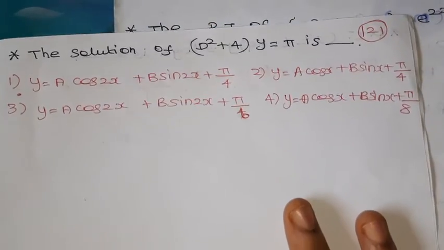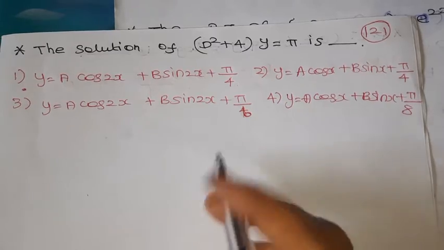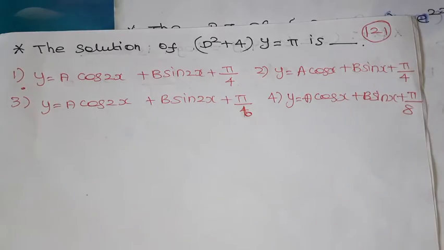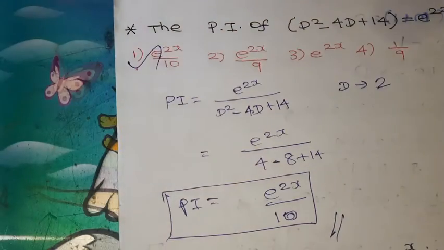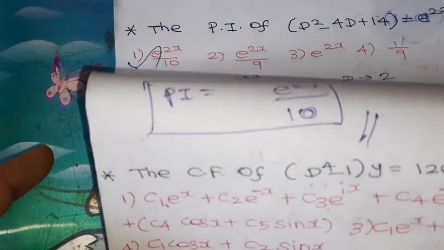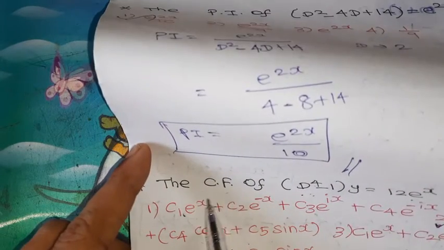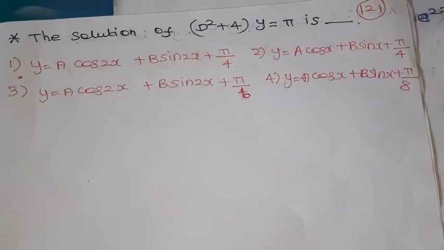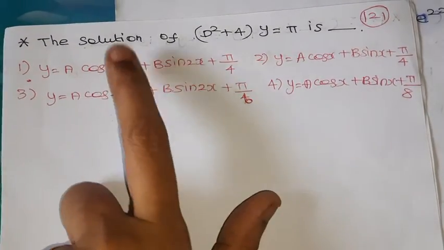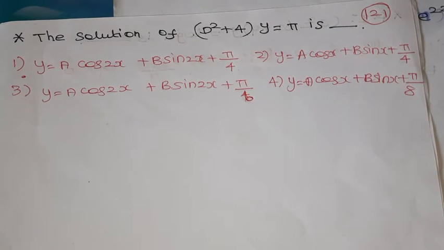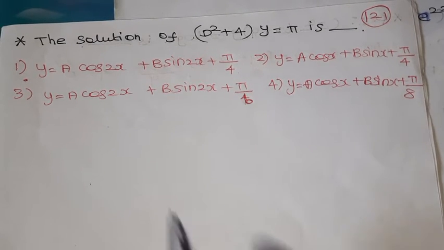So this one: the solution of (D squared plus 4) y equal to pi. The solution means we need to find both the complementary function and the particular integral as well. In the previous problem, the particular integral was asked; for this problem they need the complementary function itself. So the mentioned solution is nothing but the complementary function and particular integral as well.